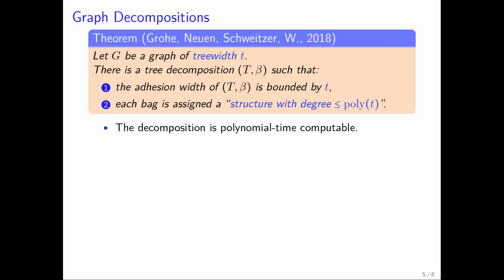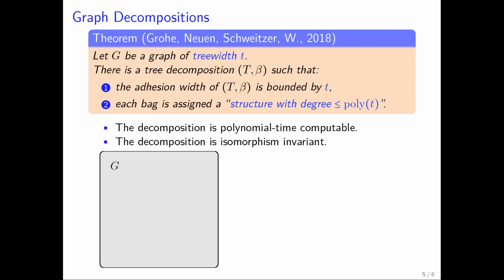Furthermore, we have additional classical properties. We can actually compute this decomposition in polynomial time. And the second important property is that this decomposition is isomorphism invariant. This somehow means that the decomposition is compatible with isomorphisms. I can try to explain this in a picture.